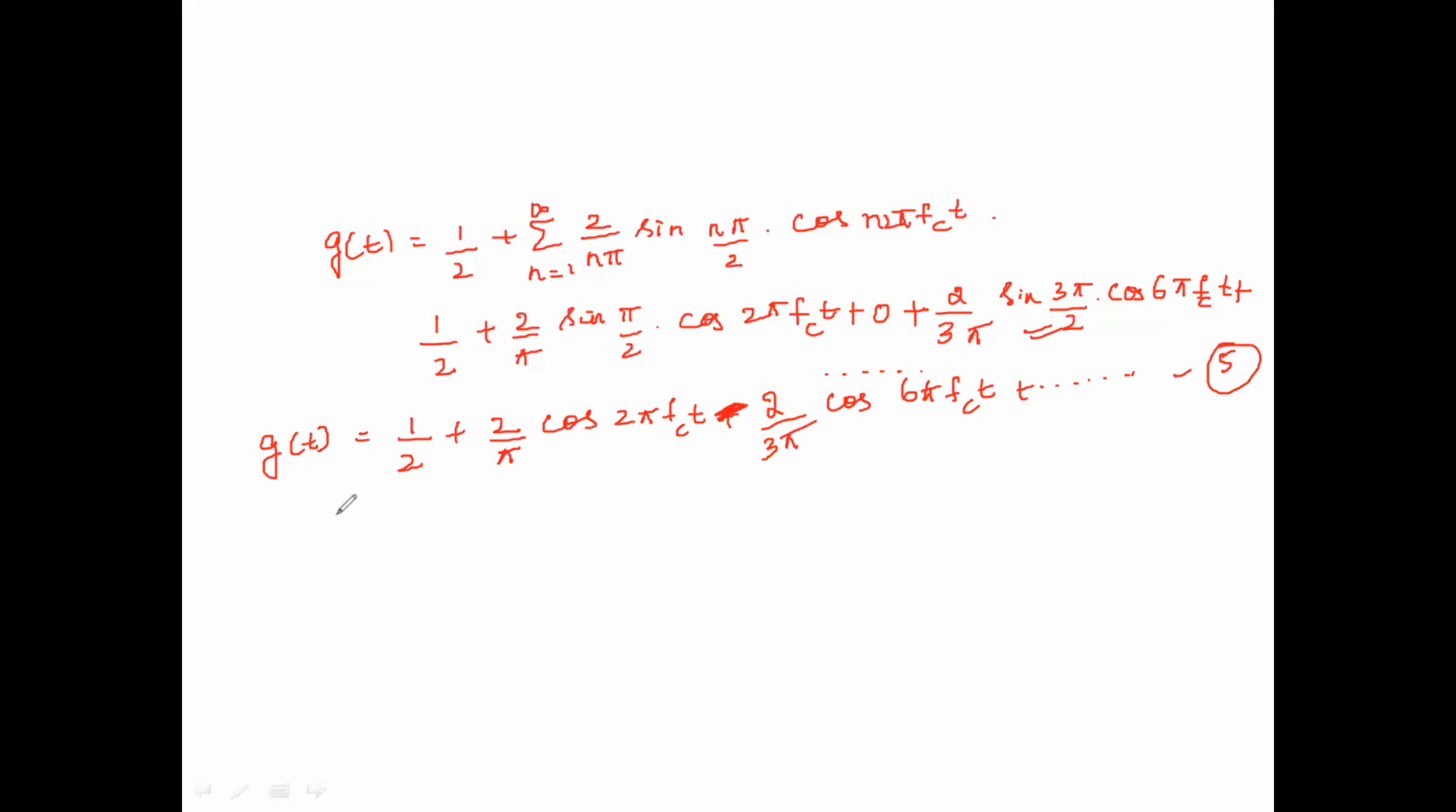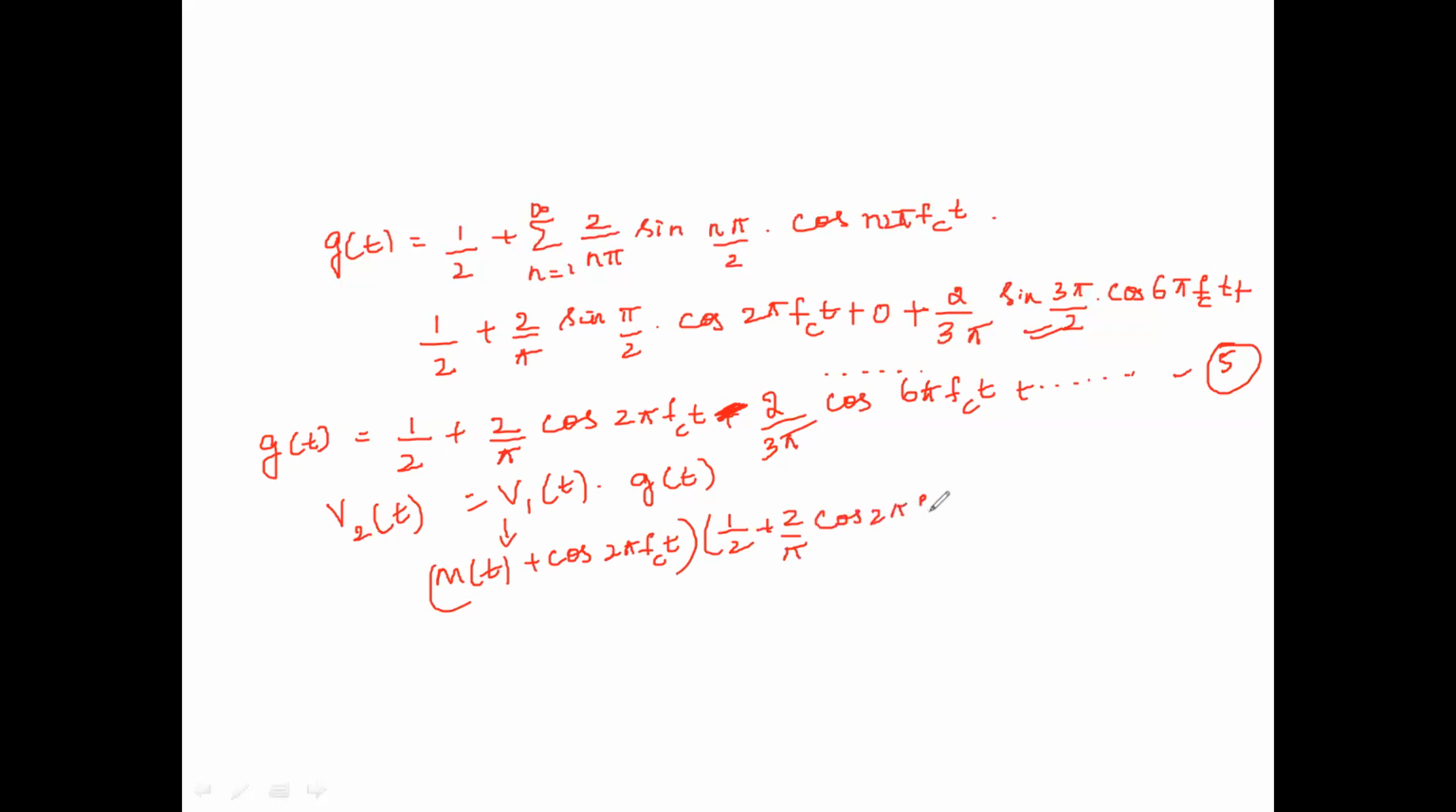So this g of t should be substituted in our original equation, that is the final equation v2 of t is nothing but v1 of t into g of t. So v1 of t, I will write m of t plus cos 2 pi fct, into g of t, which is 1 by 2 plus 2 by pi cos 2 pi fct minus 2 by 3 pi cos 6 pi fct and so on.